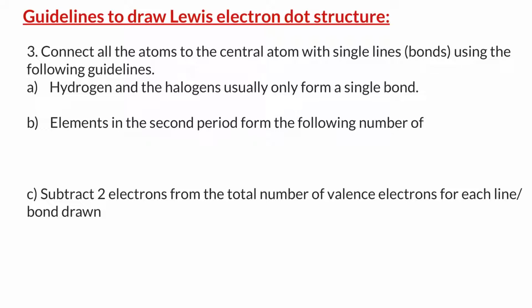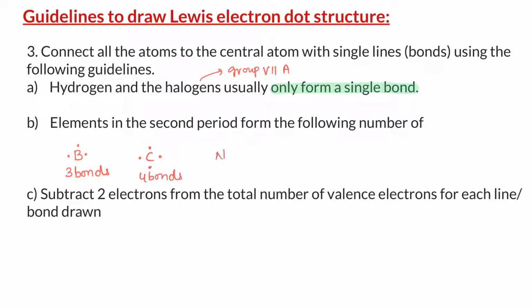Guideline 3. Connect all the atoms to the central atom with single bonds or lines using the following. A. Hydrogen and halogens usually only form a single bond. Halogens are elements in group 7A. Elements in the second period form the following number of bonds. Boron has 3 electrons in its valence shell, therefore it can form 3 bonds. Carbon has 4 valence electrons, therefore it can form 4 bonds.